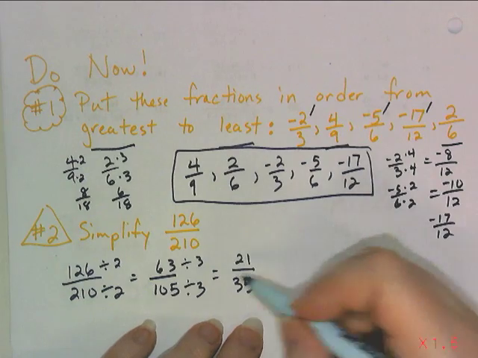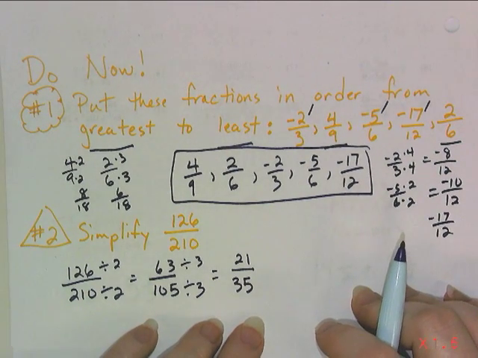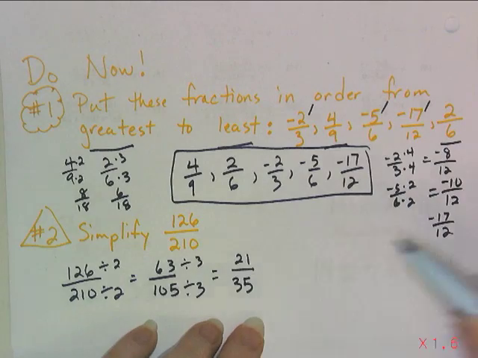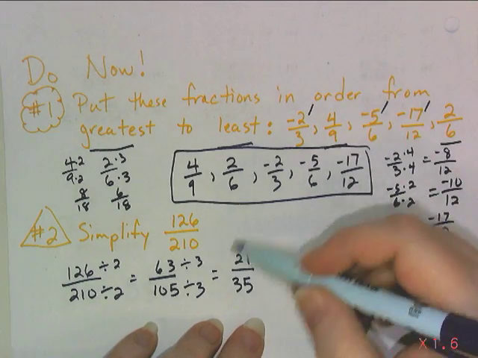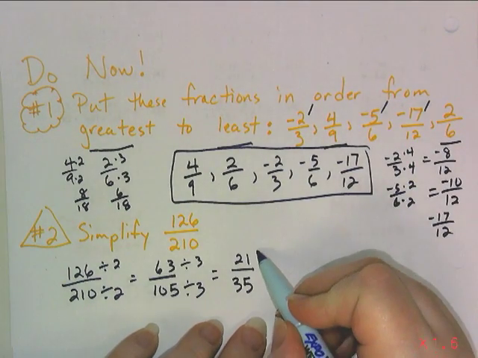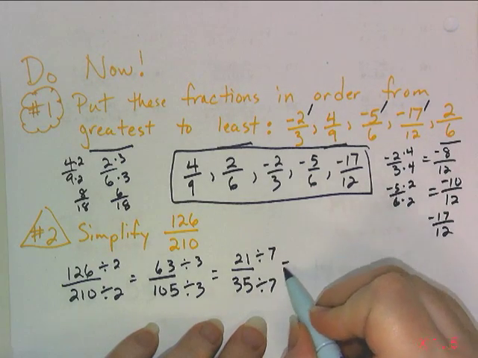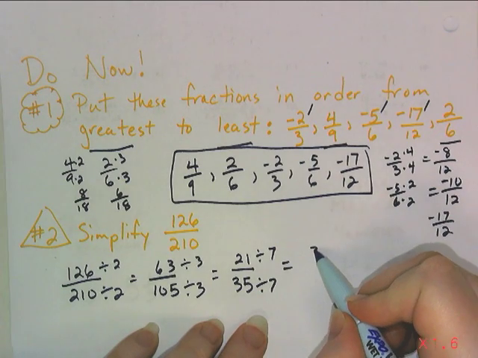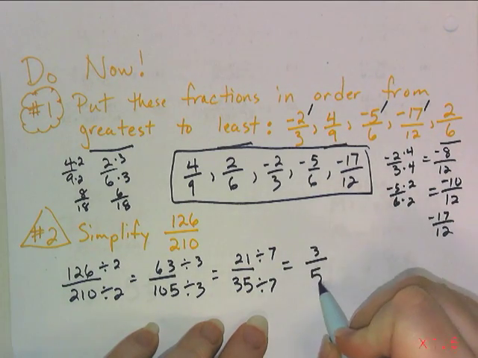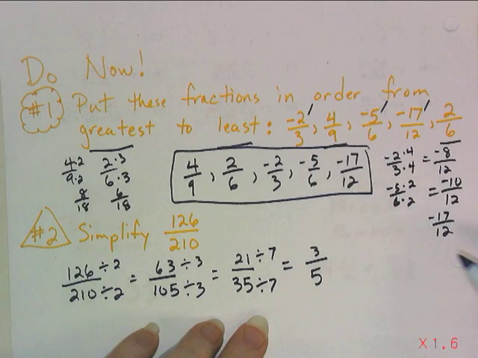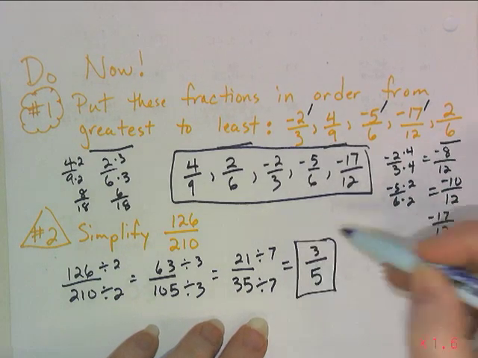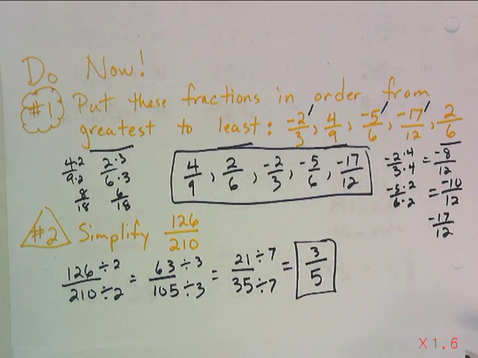Now, some people might start to see, oh, well, they're odd numbers. I can't divide by 2. This one's not divisible by 3. I can't divide by 3, and then give up. But there are many more factors out there. In this case, these are both divisible by 7, right? So you've got to keep checking to make sure things are relatively prime. And when I divide them both by 7, I get 3/5. 3 and 5 are relatively prime to each other. So that's our final simplified answer.